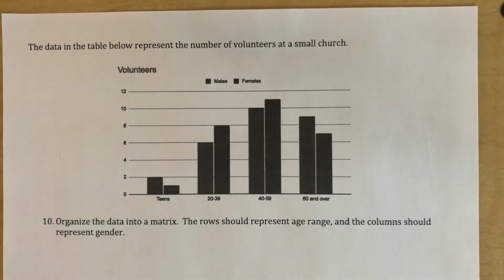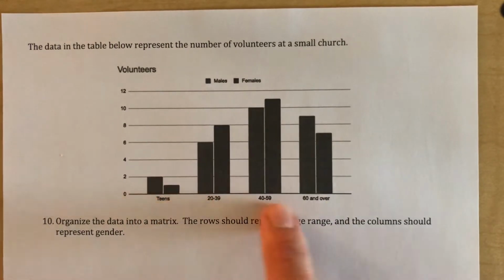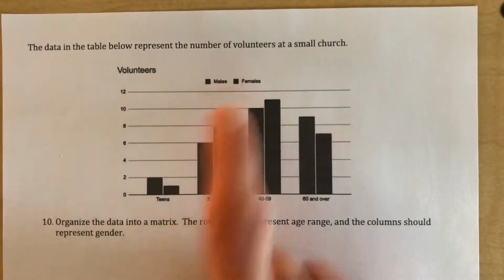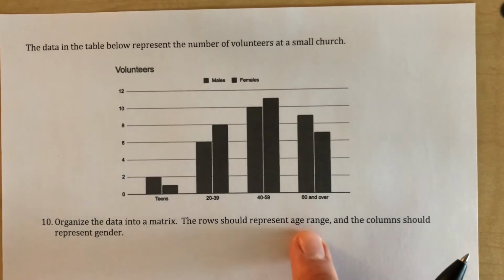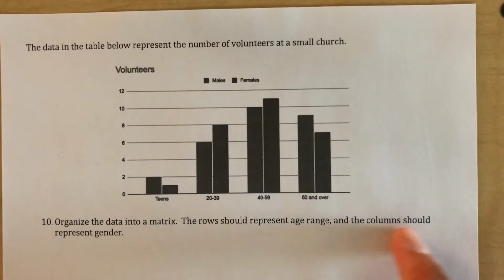Well, first of all, this was supposed to be in color, but it's not, but I think you can see which one comes first and which one comes second, and up here, first one is males, second one's females. So let's write this out. Organize the data into a matrix. The rows should represent the age range, and the columns should represent gender.